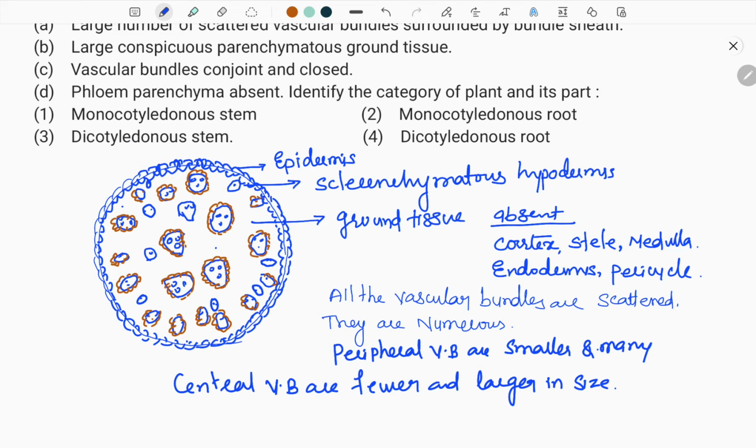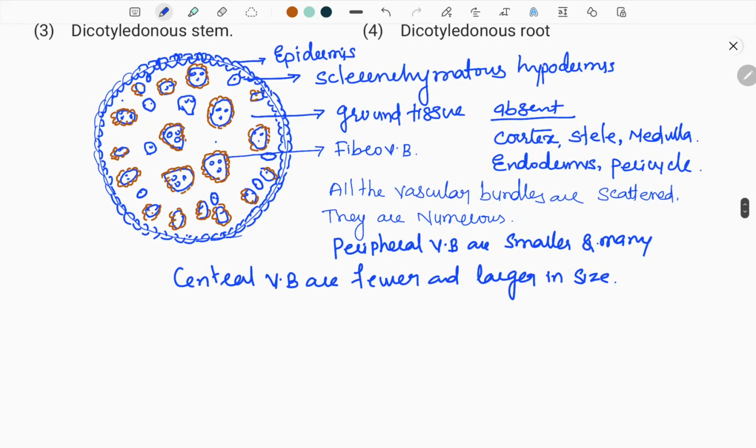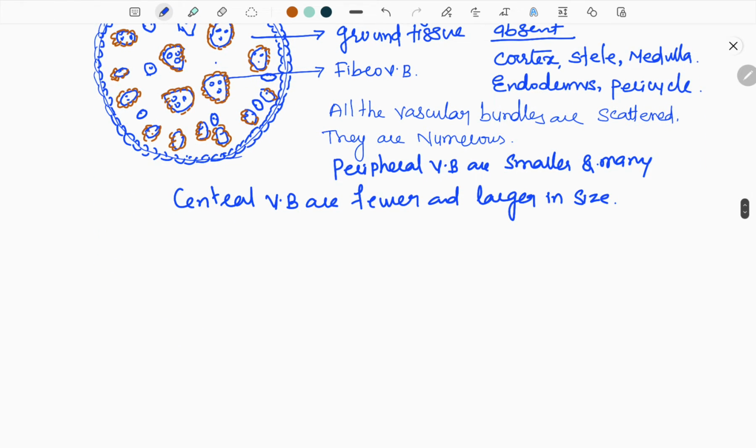Now, if you see, each vascular bundle is enclosed by sclerenchymatous fibers, so they are called fibrovascular bundles. Why are they called fibrovascular bundles? Because they are enclosed by sclerenchymatous fibers. Now I am drawing the structure of one vascular bundle. So usually this is one vascular bundle.